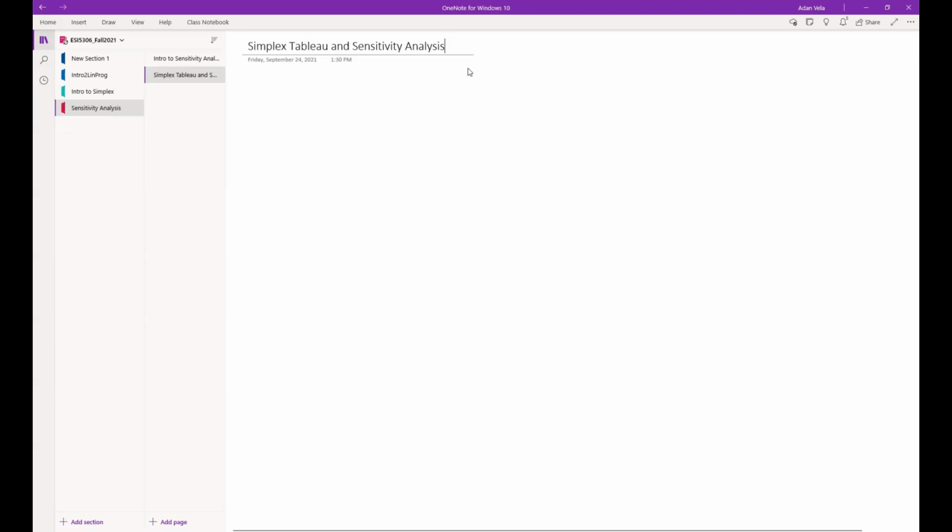Okay, with that, I'll go ahead and get started. I'm going to be lecturing off of the sensitivity analysis and duality set of notes. And we're going to start by relating sensitivity analysis to the Simplex tableaus that we're going to be working with.